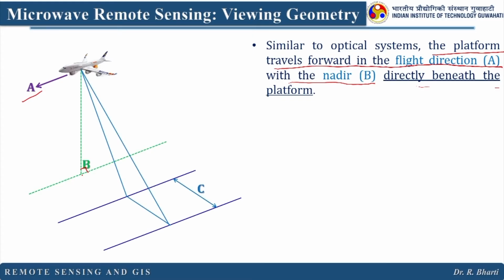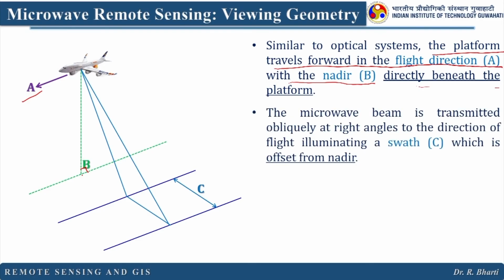Now with some angle we actually illuminate our surface. So the microwave beam is transmitted obliquely at right angle to the direction of the flight, illuminating a swath C. Swath is the width of your image. Here it is C, which is offset from nadir. So this is your nadir and this is the offset.